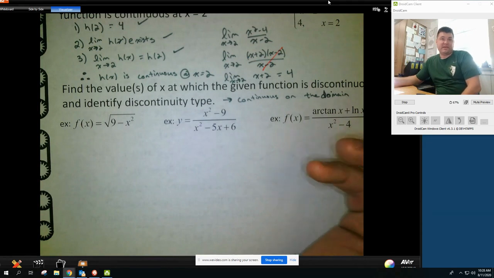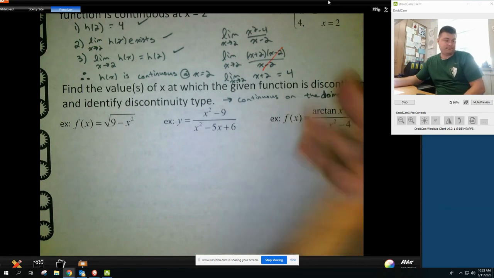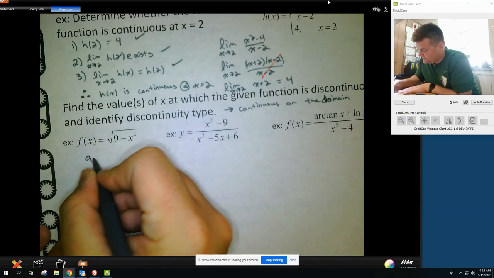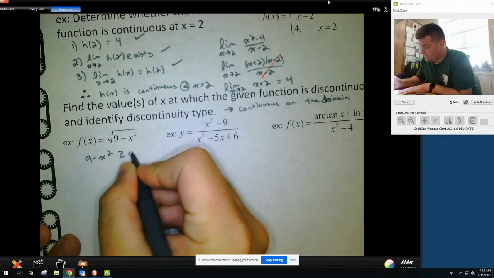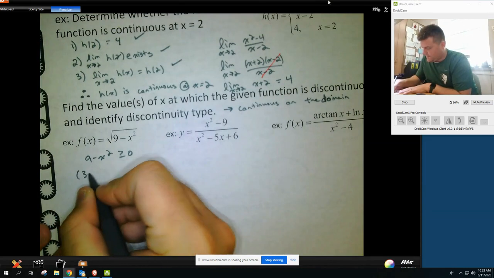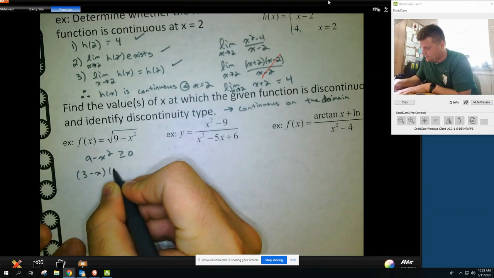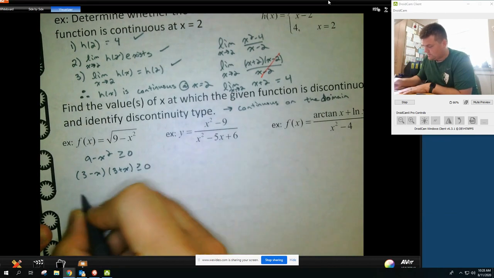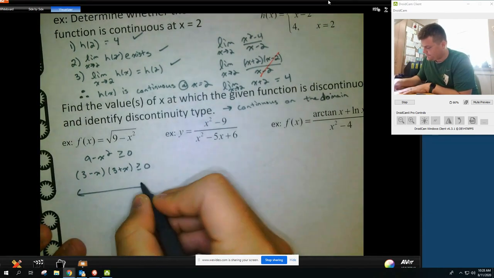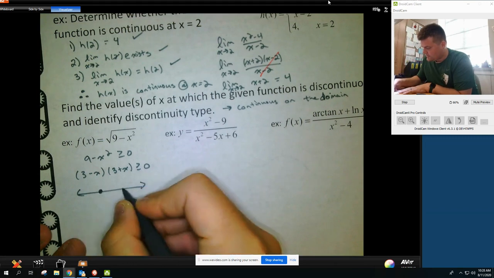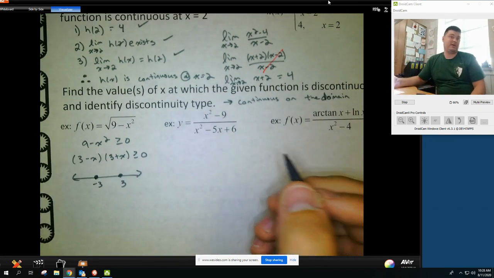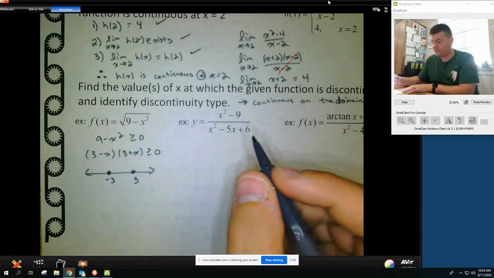This does have a domain restriction. In case you don't know what it is, it's a square root, so it has to be greater than or equal to 0. You can factor this. You're gonna make a little chart. This is negative 3 and that's 3. Going through this kind of quickly, but you should have been able to do this before from pre-calculus.